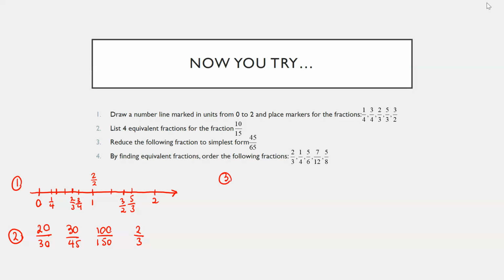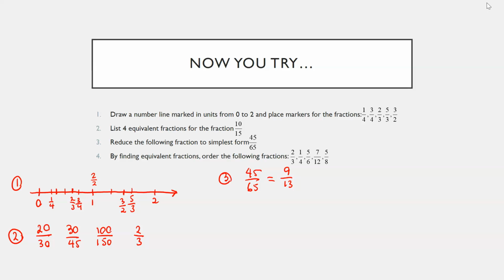Question 3. Reduce the following fraction to simplest form, 45 over 65. Well, I need to look for the highest common factor, and I think it might be 5. If I divide both by 5, well, 45 divided by 5 is 9, and 65 divided by 5 is 13. Notice that 9 and 13 don't have any common factors, so that means I've got the right answer.